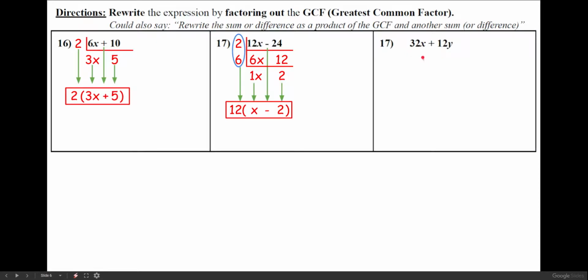You can try 17 on your own if you'd like, but I'm just going to keep doing this. So what can you divide both 32x and 12y by? Well, I'm going to divide it by 4. So 4 goes into 32x 8 times. It goes into 12y 3 times. Can I divide both 8 and 3 by anything? No, I cannot. So bring it down: 4, package, 8x, bring down the plus sign, and then 3y. Close your package, and that's it.